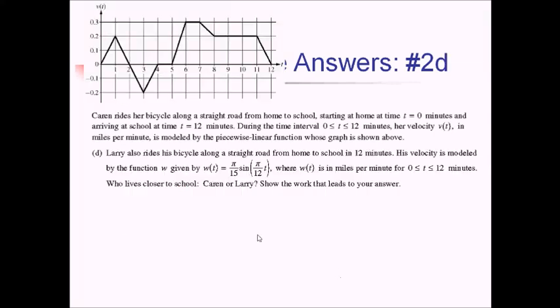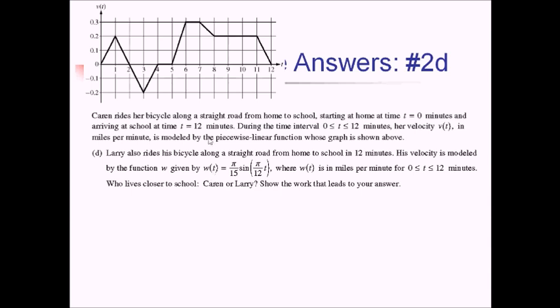For the next part of this problem, we have a new character, Larry, riding his bike along a straight road from home to school in 12 minutes with a velocity modeled not by a fancy graph, but by this even fancier function right here, W of t. So we want to know who lives closer to school, Karen or Larry, and show the work that leads to the answer. All right, well, let's work with Karen first because we've been working with her this whole time, so we should get a sense of closure here.